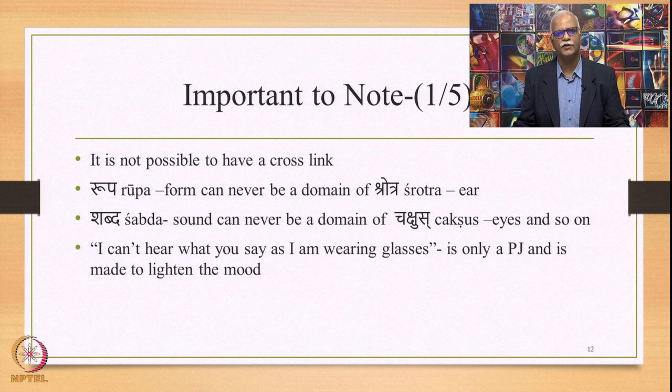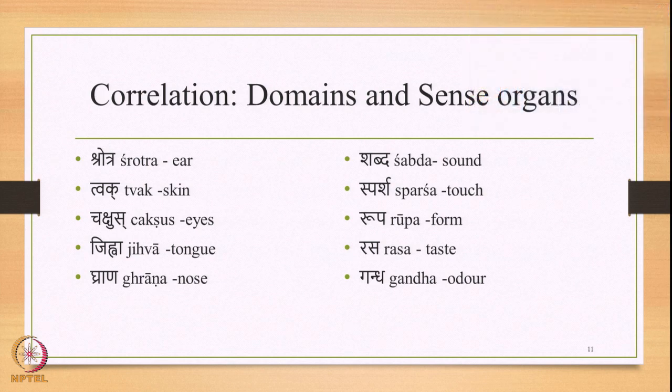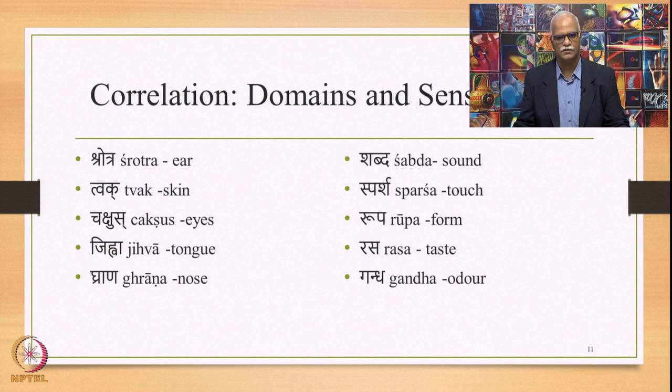There are some important points to note in this correlation. The first and the foremost point is that it is not possible to have a cross link. This is not possible. The domains specified in this slide, shrotra related to shabda, tvak related to sparsha, chakshush related to rupa, and so on and so forth, this is what is fixed. This is what is natural. This is what is, in a sense, eternal.